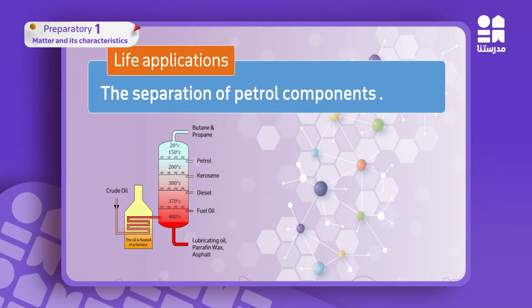So we have here many types of petrol oil. Each one has a certain boiling point. As I mentioned before, butane and propane from 20 to 150 degrees centigrade. What about kerosene? At 200 degrees centigrade. We notice here, as we go down from top to bottom, the temperature increases and a certain kind of oil evaporates. So we have here gradually, as we go down, butane and propane first, then petrol, then kerosene, then diesel, then fuel oil, then paraffin wax and asphalt.